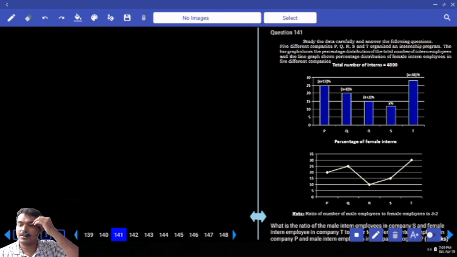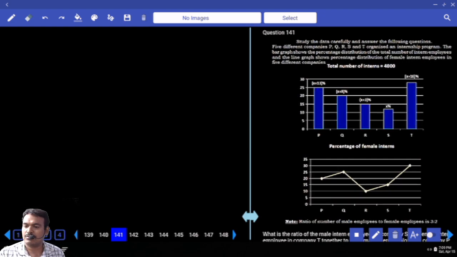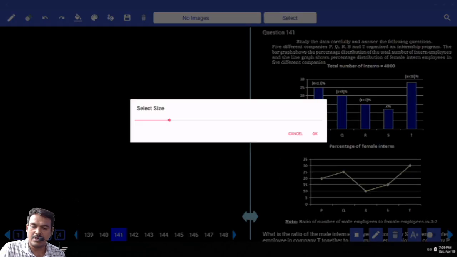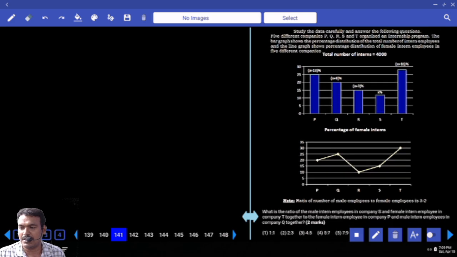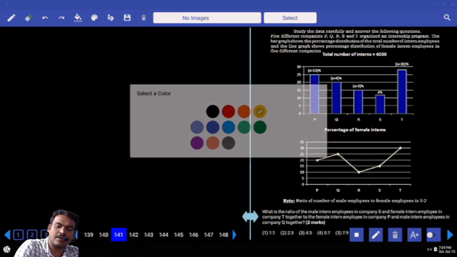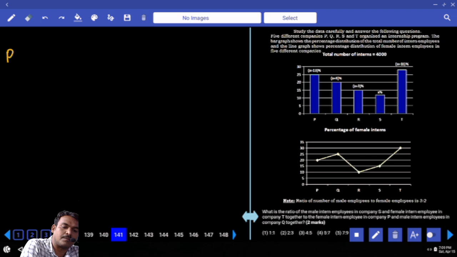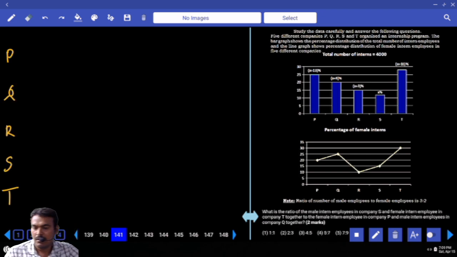Five different companies, P, Q, R, S, T, organized an internship program. The bar graph shows the percentage distribution of the total number of intern employees, and the line graph shows the percentage distribution of female intern employees in the 5 different companies. First, what are the companies given? P, Q, R, S, T. What is the P percentage? X plus 13. Second diagram, only female value.